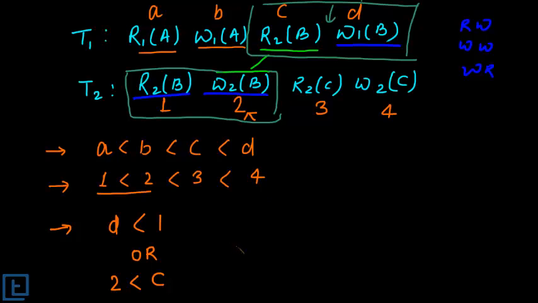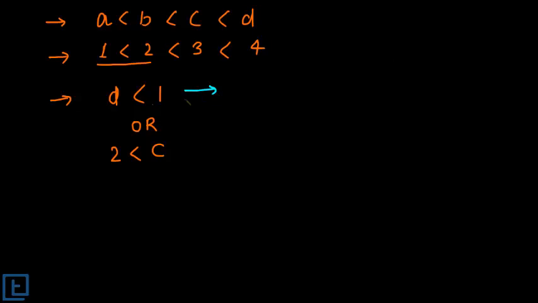Now this is totally a combinatorics problem. We have to find out various arrangements. So now let's solve this. For the situation when D is less than 1, we have only one possibility, that is A, B, C, D, and then transaction 2 will start, 1, 2, 3, 4. By following these two constraints and the first one, that is D less than 1, we have only one possibility here.